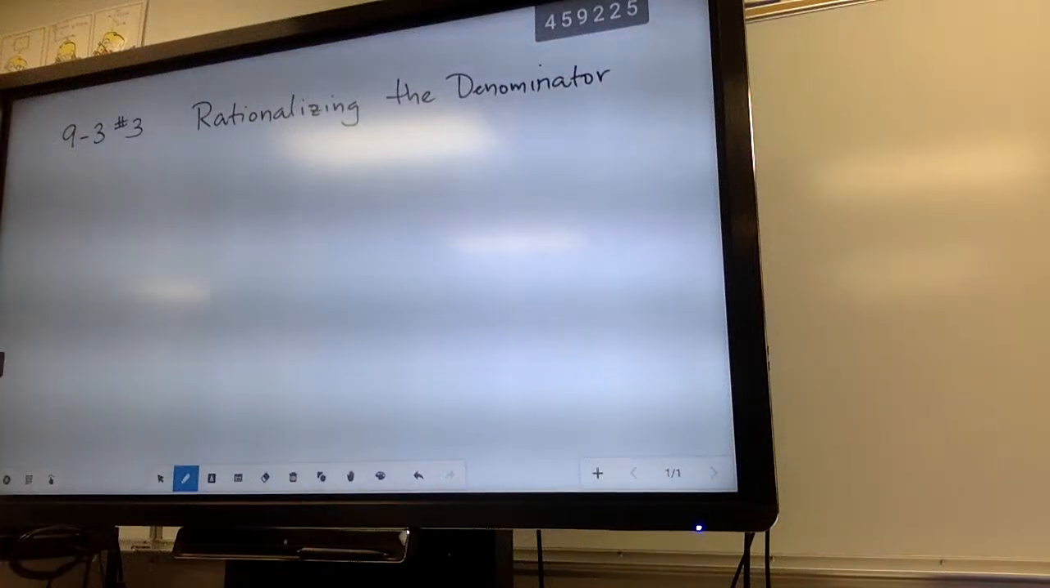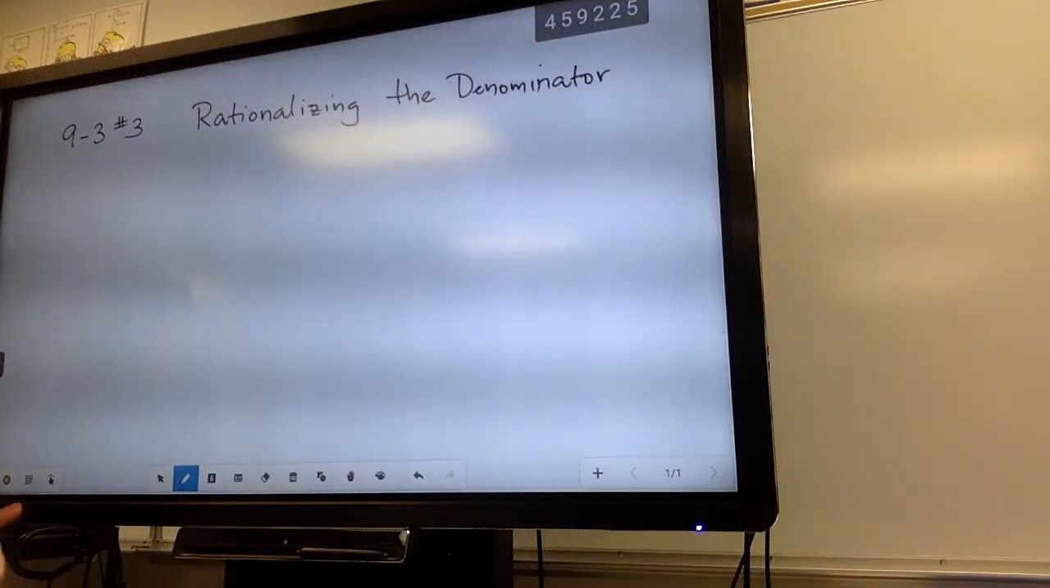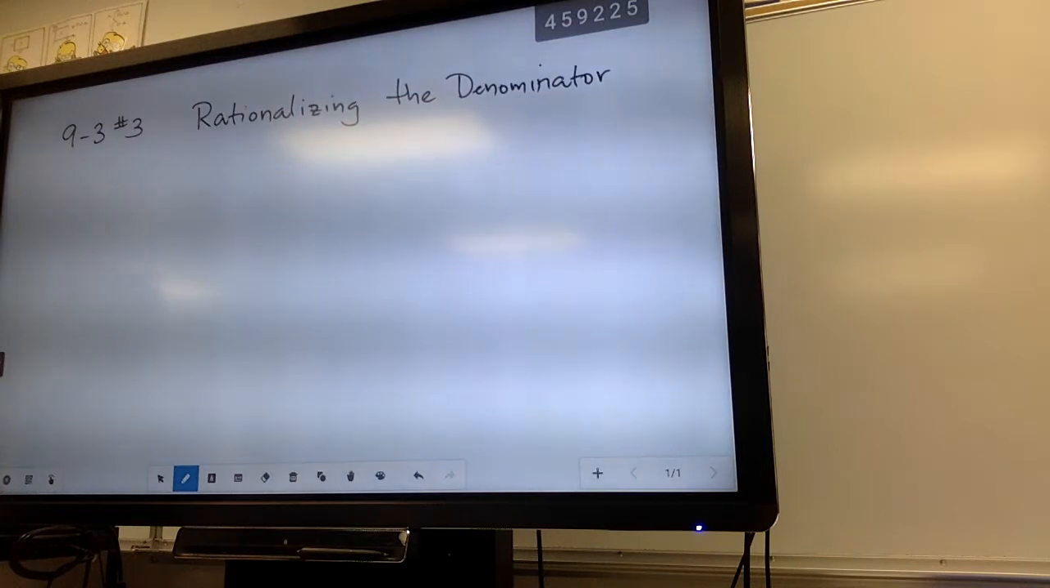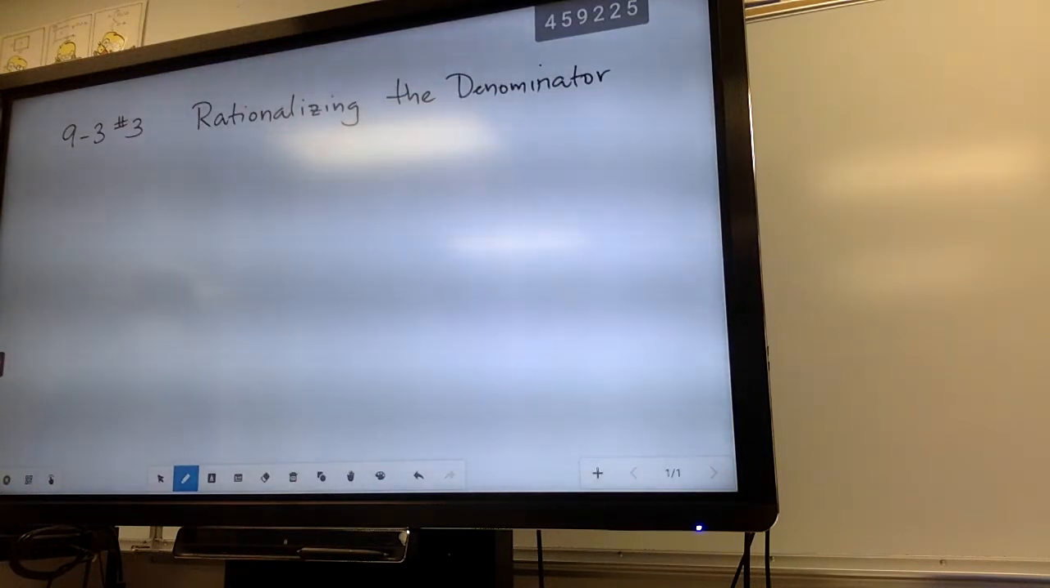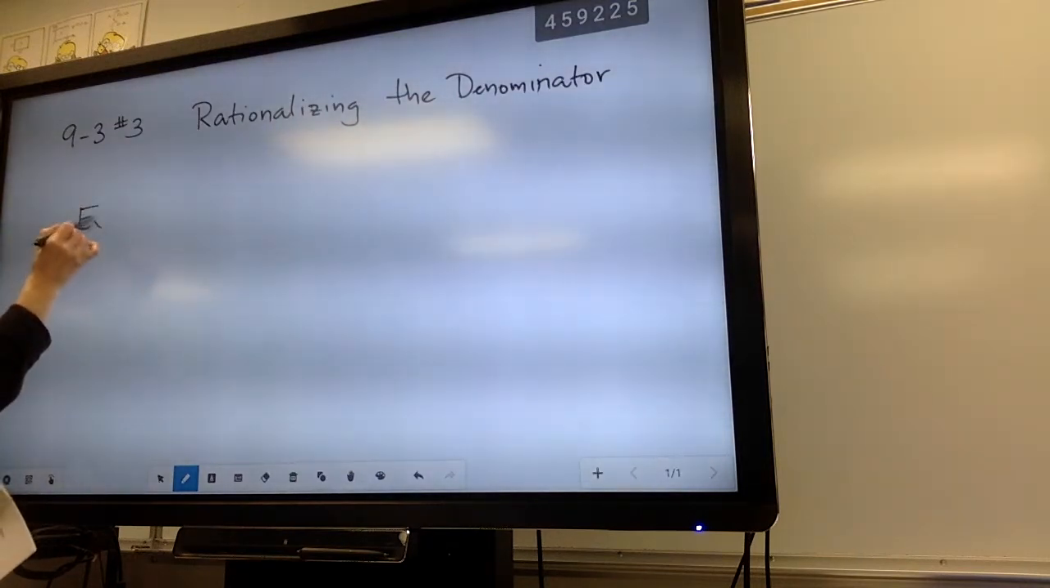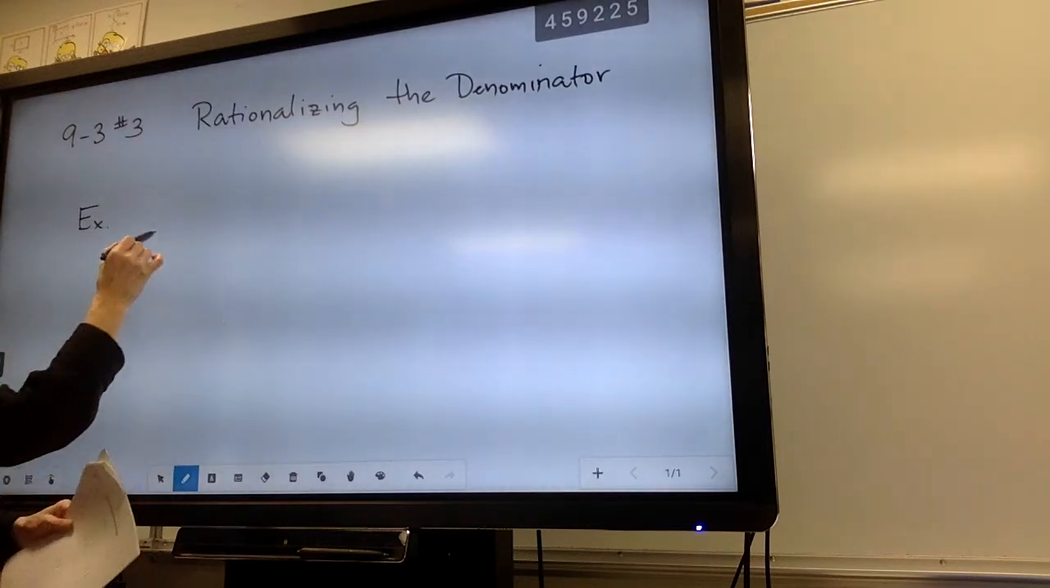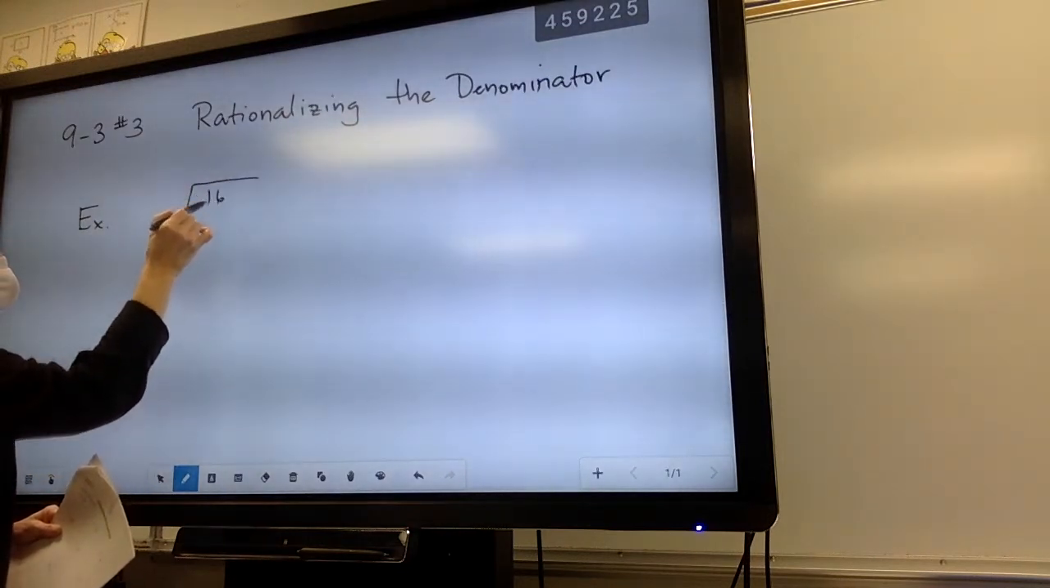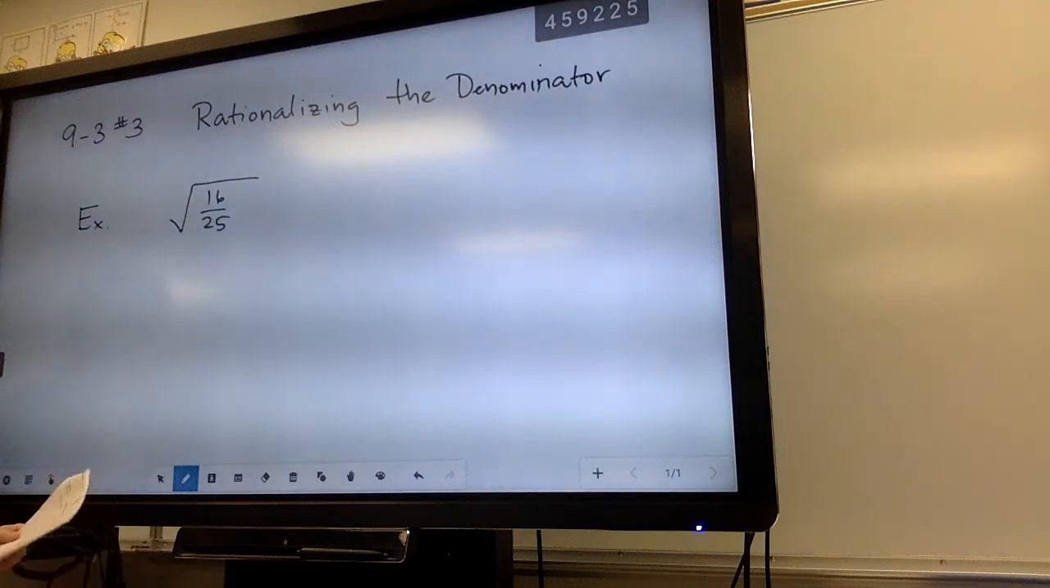This was called Rationalizing the Denominator. On Wednesday, we looked at how to multiply radicals together, and today we're going to look at how to divide. So if I'm asking you to take the square root of 16 over 25.